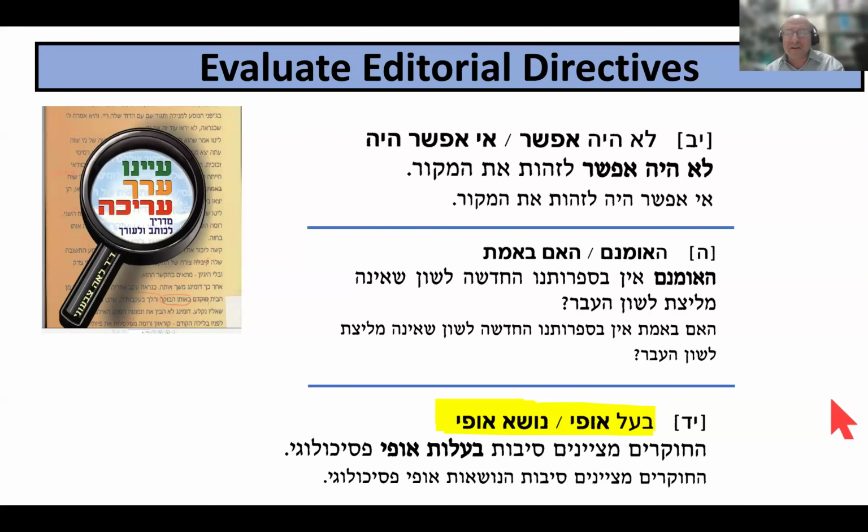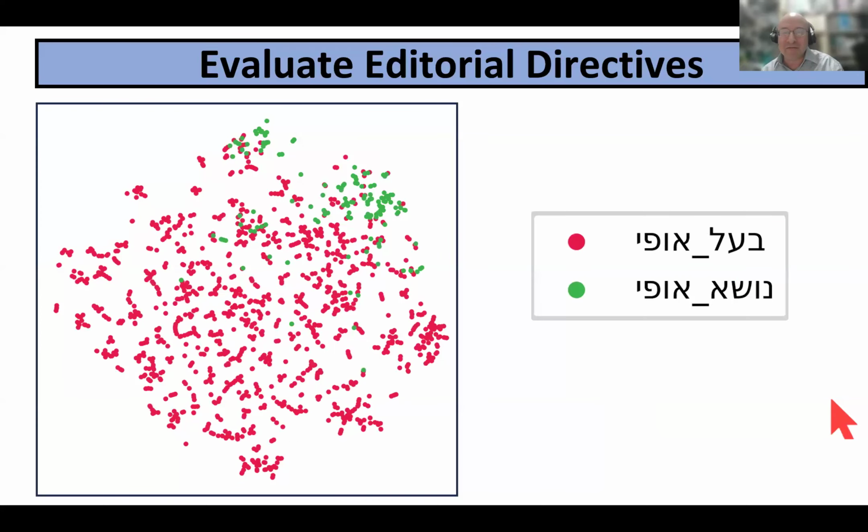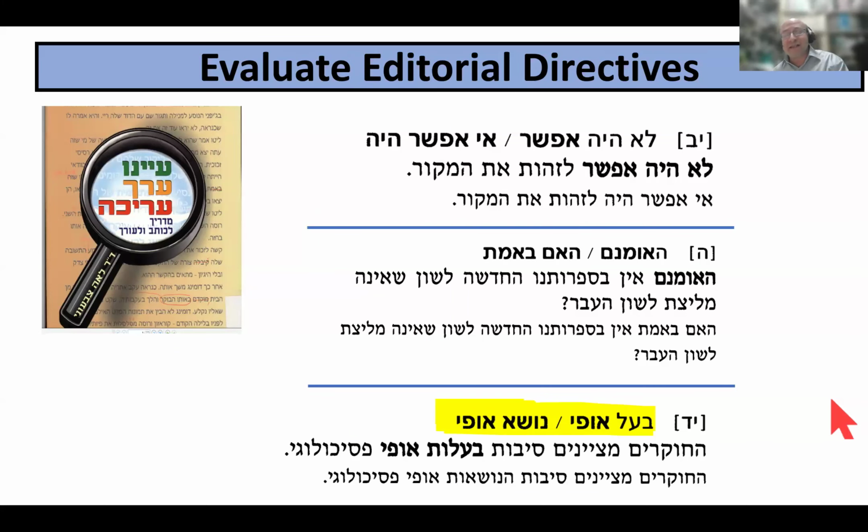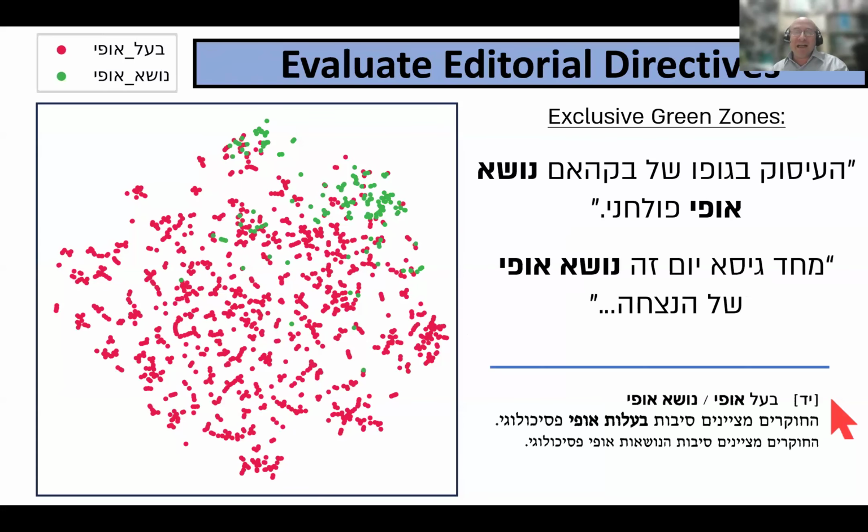And the third one, "baal ofi." I see I'm running out of time, so I'll just say quickly, she recommends using "baal ofi" instead of "nosei ofi," and she just sort of says it like that. But here too, the overlap is not 100%, and what we see when we look at the exclusive green zones is that there is a place where "nosei ofi" is appropriate, and that is when we're talking about a nominal sentence. If it's being used adjectivally, then her claim makes sense. Instead of "nosei ofi," use "baal ofi."